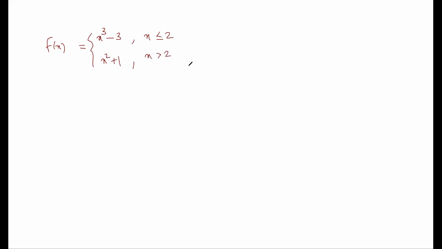And you can see that when x is less than 2, it is a cubic polynomial. When x is greater than 2, it is a quadratic polynomial. Polynomial function is continuous everywhere. So it is continuous at all points except 2. There may be a problem, so we have to check at 2 only. So at x is equal to 2, we have to find the left hand limit.